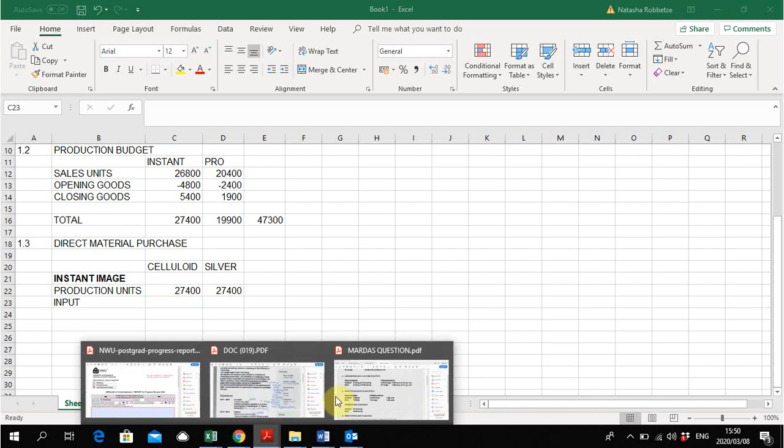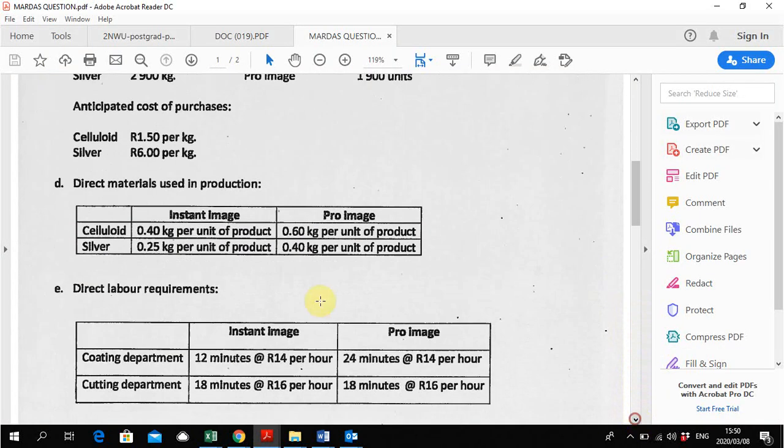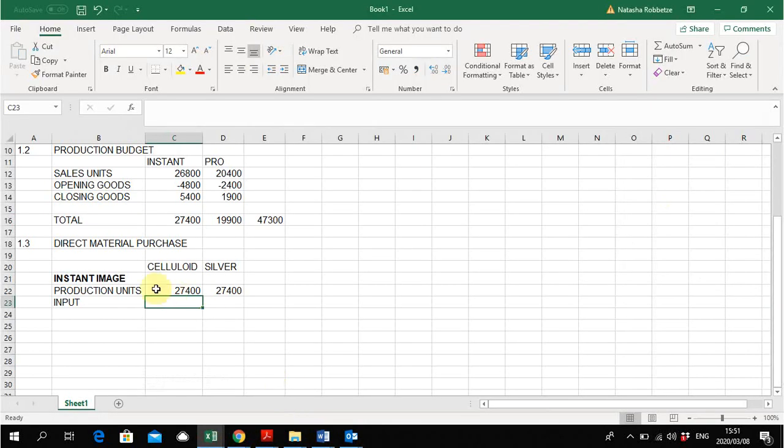If I can just take you back to the question. In note number D, 0.4 kilograms of celluloid for instant image, 0.25 kilograms of silver for instant image. So I'm just going to fill that into my memo. So under celluloid, 0.4 kilograms. For silver, 0.25. And I need to get a total there through multiplication.